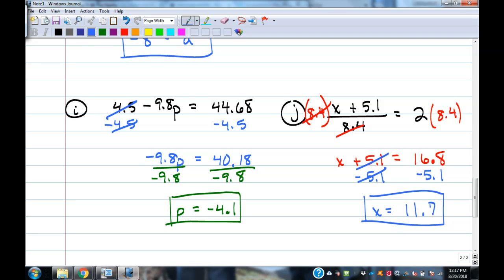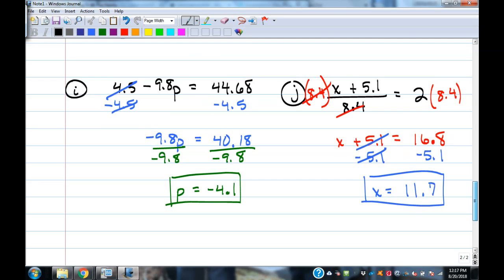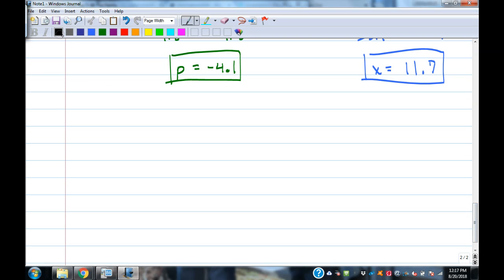All right, not too bad. Easy stuff there. Real easy stuff. So decimals don't really make it that much more complicated. They just mean we got to work with decimals. Let's do one more with the decimal.